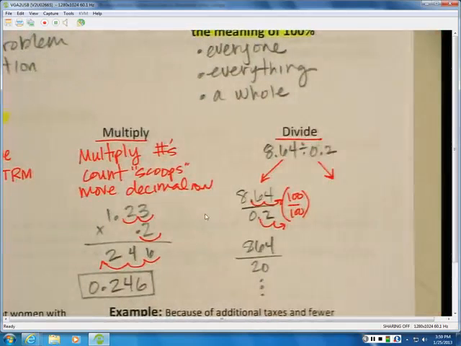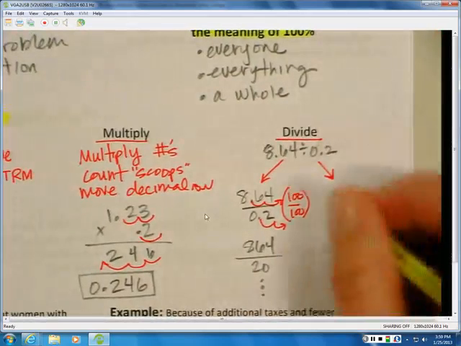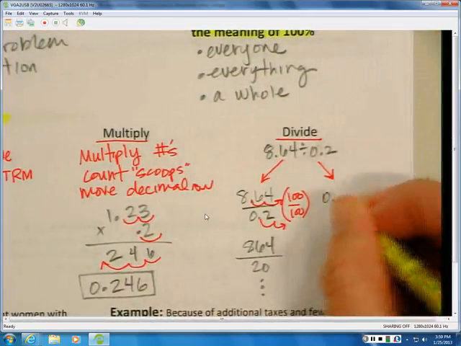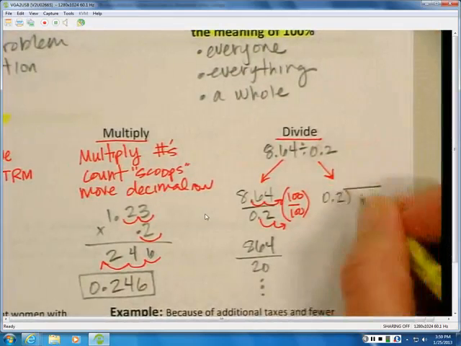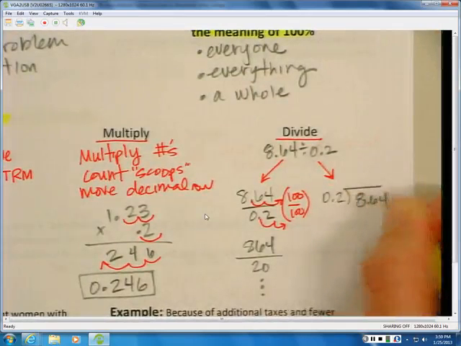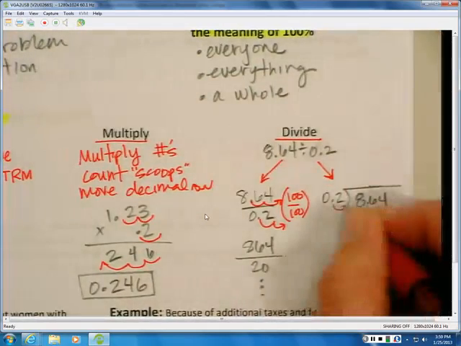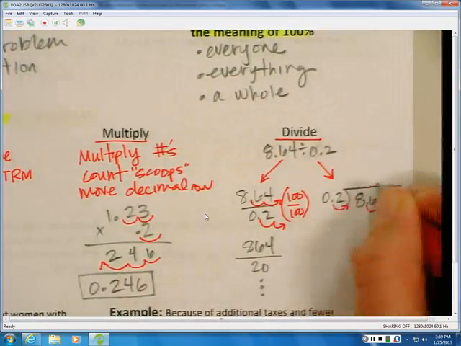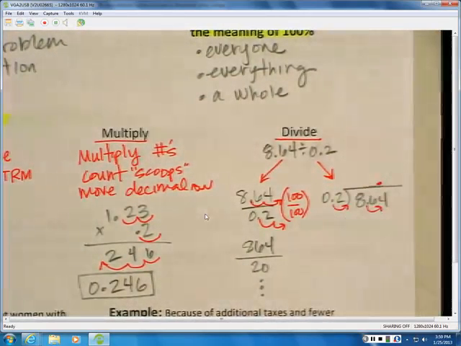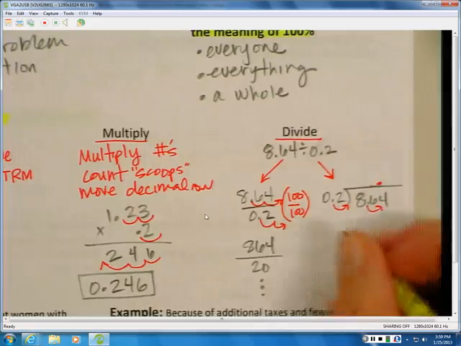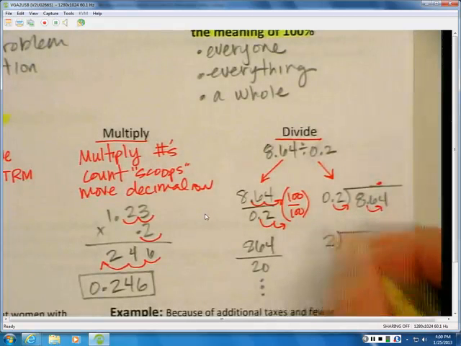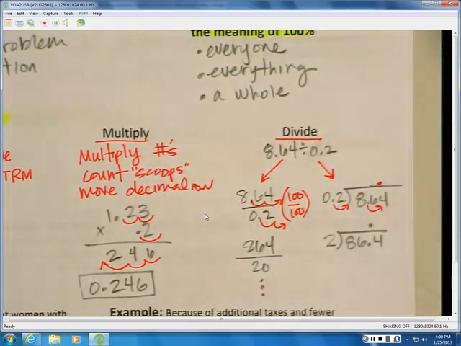The other way is to do some long division. I have 0.2 outside the house. I have 8.64 inside the house. But we don't want this number outside the house to have a decimal. So if I pull this in 1, I'm going to pull this in 1, and my new decimal is between the 6 and the 4. So what I'm really doing is dividing 2 into 86.4, and my decimal is there.